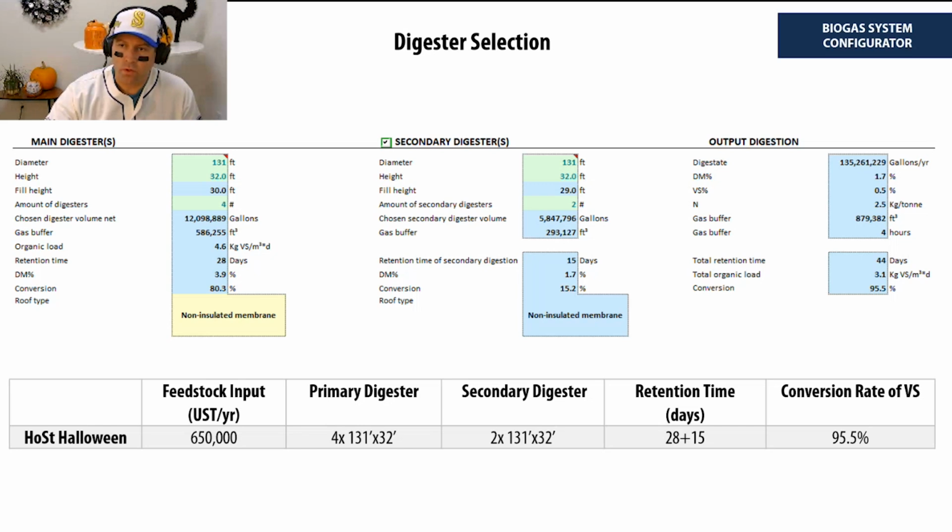So next we have a quick word from our CEO, Robert Lems. He's going to tell you a little bit about HoSt as a company, and then also talk about our feedstock database.